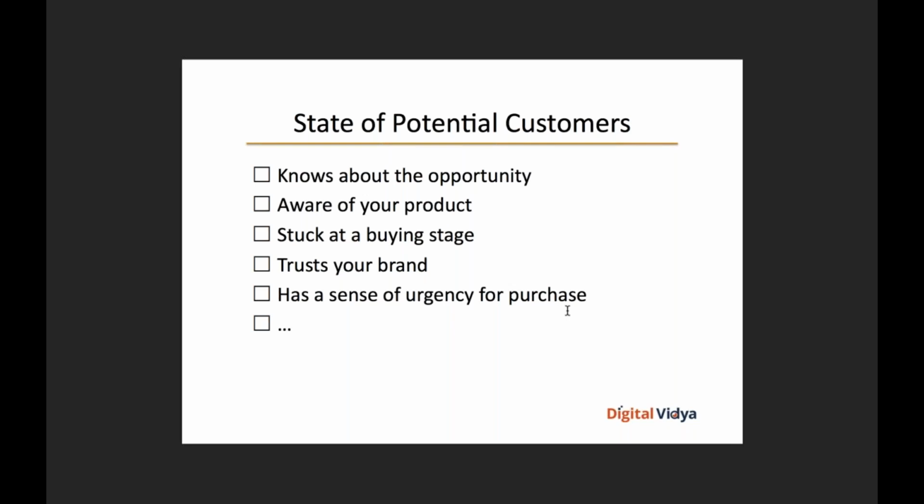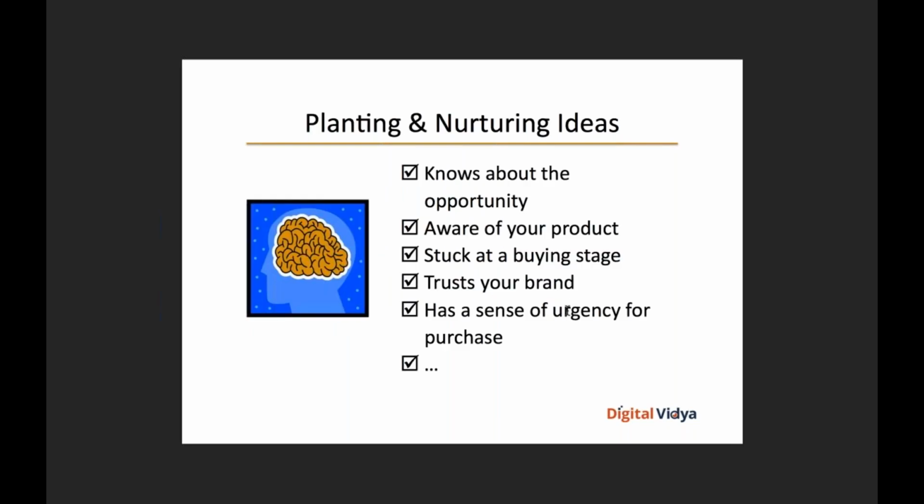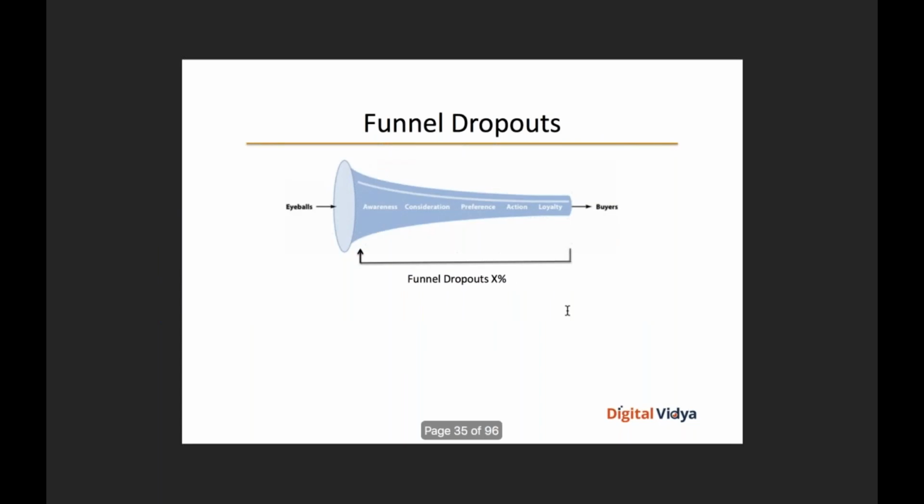when you're talking about non-standard products. So there are several facets to look at when you're planting and nurturing leads. The first thing is you've got to educate leads about the opportunity. Second, you've got to make them aware of what you have to offer as a product. And the third thing is you also have to be able to talk to leads who are stuck at the buying stage, who have reasonable trust of your brand, and who have a sense of urgency for making the purchase.